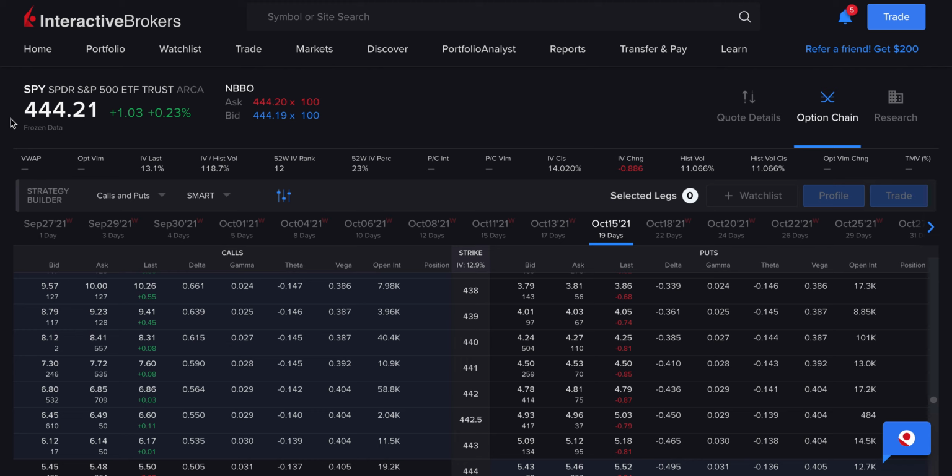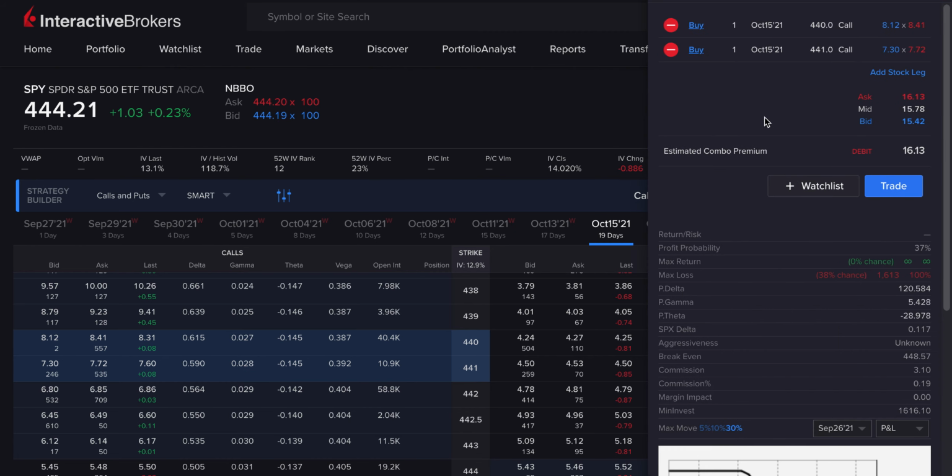So, the stock of interest today is the S&P 500, the SPY, which is an ETF that is tracking the performance of the S&P 500. If I believe the SPY is going to go below 440, I could select that as my call price, and I'll select 441 also as a call price. I'll explain to you why I'm doing this in a minute.